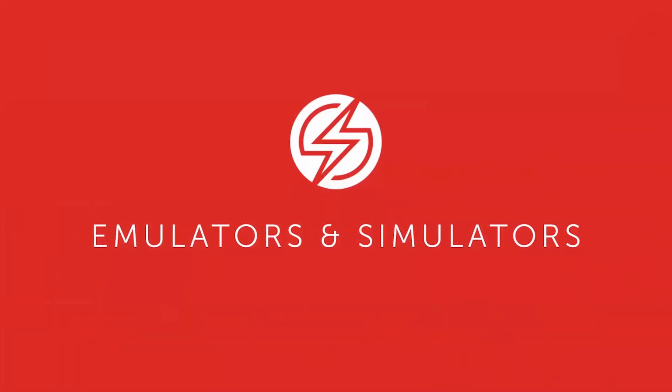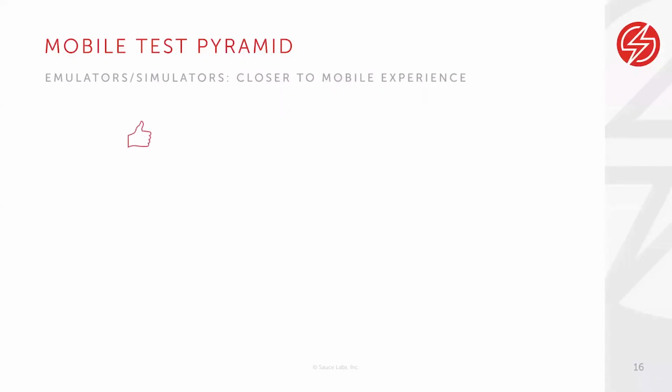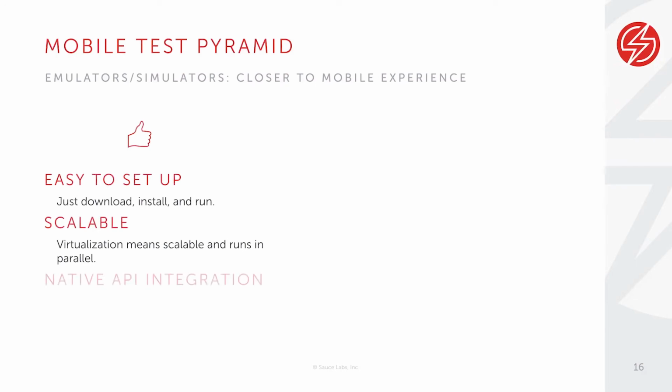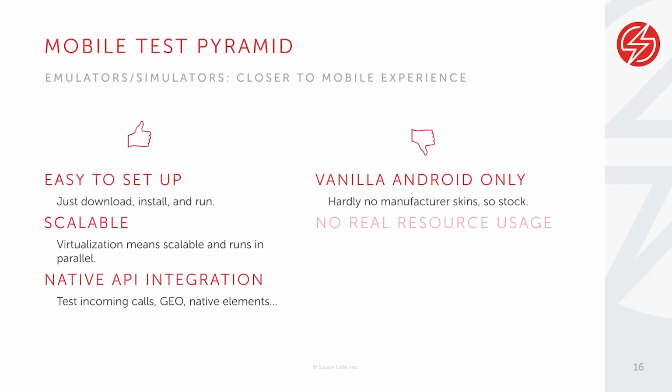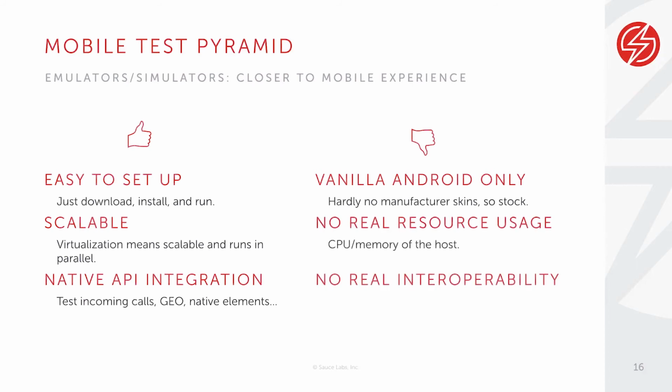So now let's take a look at the emulators and simulators. If you look at manual or local testing, the emulators and simulators are easy to set up, at least if you have a Mac to use the iOS simulators, or a Mac, Linux, or a Windows machine to download and set up the Android emulators. If you have a Sauce Labs account with desktop browsers, you can already start using them. The emulators and simulators are easy to scale, especially in our continuous testing cloud. They also support the native APIs like calls, GPS, native elements, and so on.